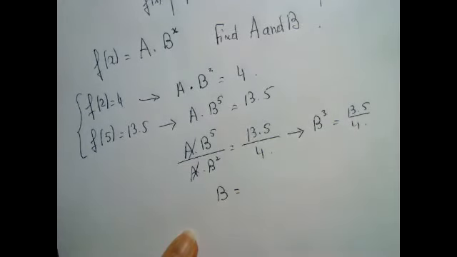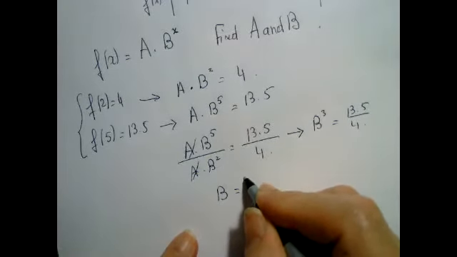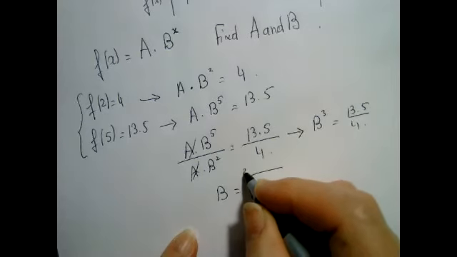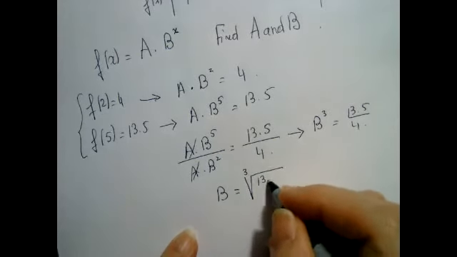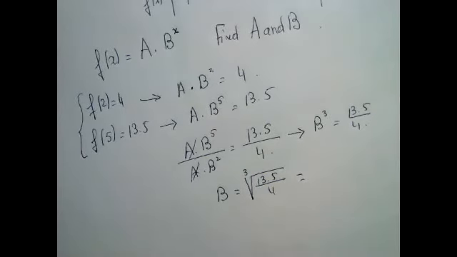Uh-oh. No, we don't call it square root. What do you call it? Cubic root. Yeah, cubic root. Sorry. Very good. Yeah, no problem. Then we get B is the cubic root of 13.5 over 4. All right, did you do the math here? Not yet. Okay. I know it's going to be a very weird fraction.